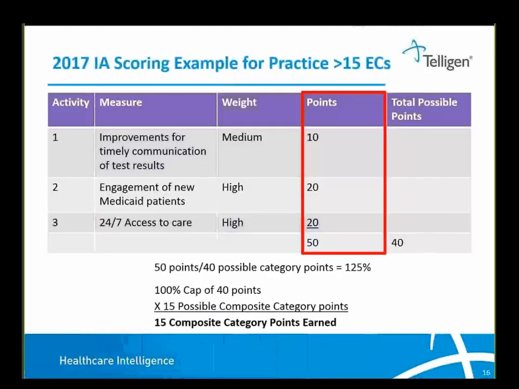Now I want to go into some scoring examples because I always feel like that's helpful to see. So the MIPS eligible clinician who is in a practice with greater than 15 eligible clinicians, again, everyone has to earn 40 points in this improvement activity category to receive full credit of 15%.